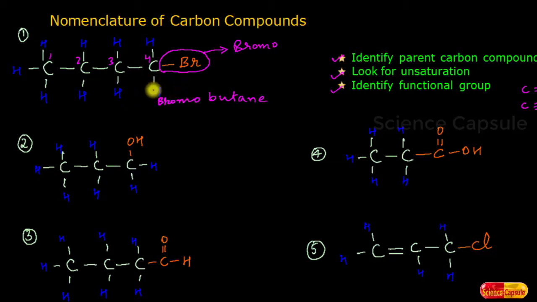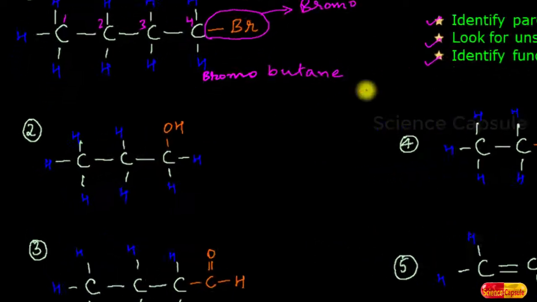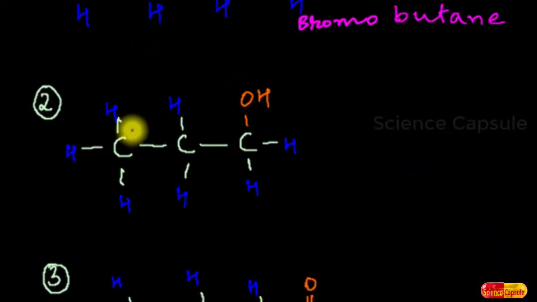So the naming is done. Let us name the second structure. Here also the first step is to identify the parent carbon compound. So here 1, 2, 3 carbon atoms. When the compound has 3 carbon atoms, then the corresponding name would be propane. So I write here as propane.